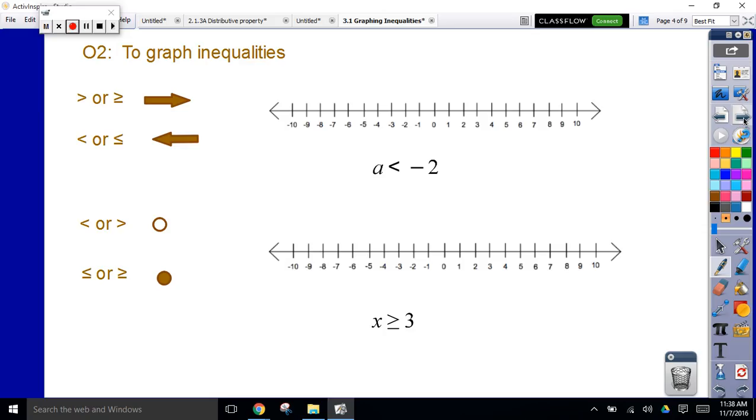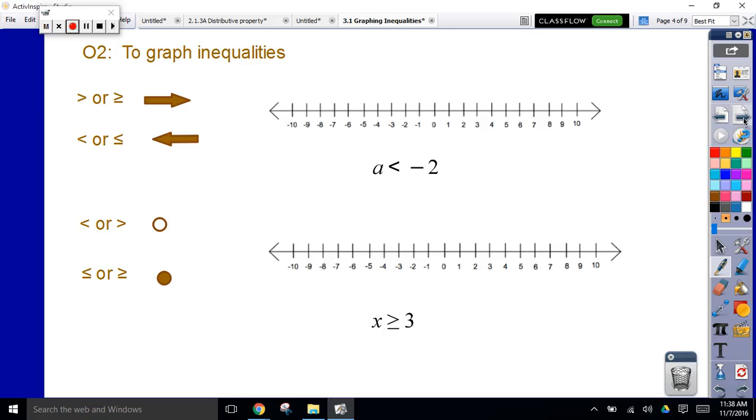If we have an equal sign included, then we're going to color in the dot. That means we do include the number where the dot is. So if I said I need at least $3, then having $3 would be enough. So a closed circle would show that I'm including the 3.